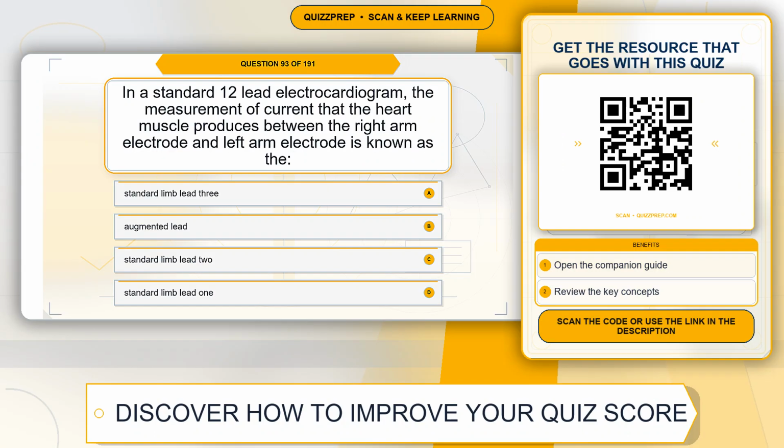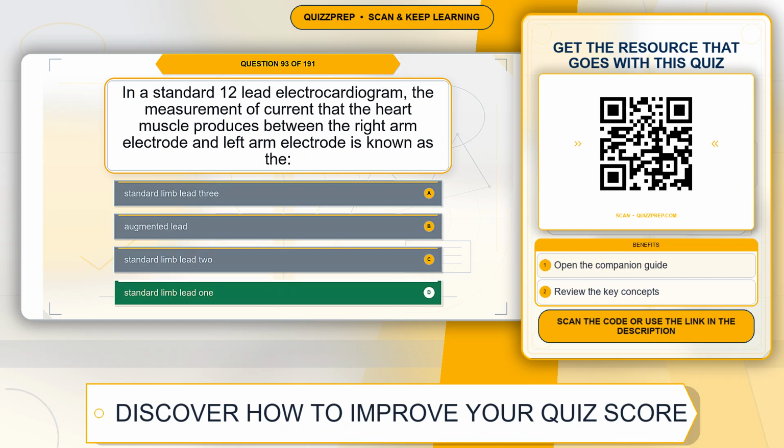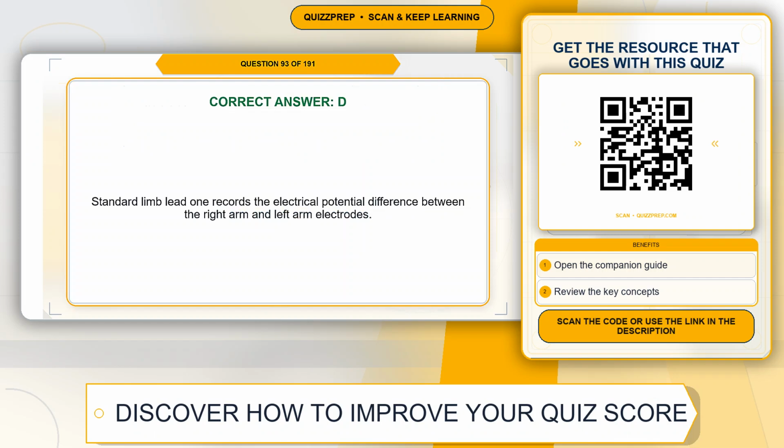Question 93. In a standard 12-lead electrocardiogram, the measurement of current that the heart muscle produces between the right arm electrode and left arm electrode is known as the option A, standard limb lead 3, option B, augmented lead, option C, standard limb lead 2, option D, standard limb lead 1. The correct answer is option D, standard limb lead 1. Explanation. Standard limb lead 1 records the electrical potential difference between the right arm and left arm electrodes.